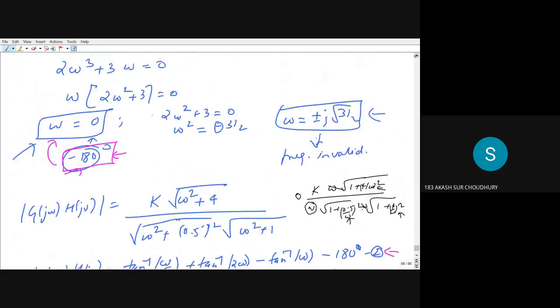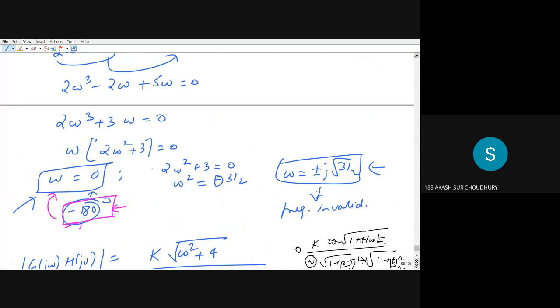Sir, why here have you told that the frequency is invalid? Because you can see that it is coming imaginary. Frequency cannot be imaginary, it has to be real. We are getting an imaginary number, no? Okay, sir. Right? So, any more doubt?